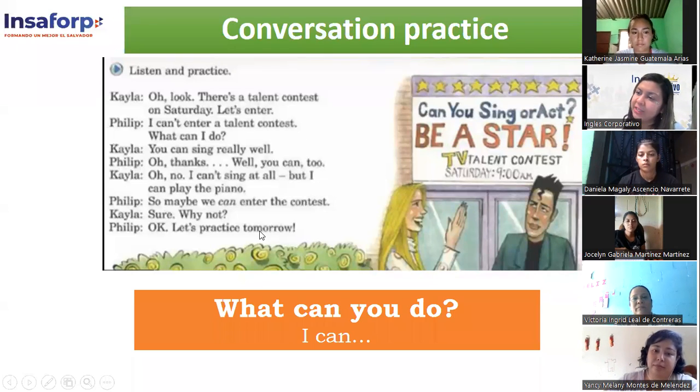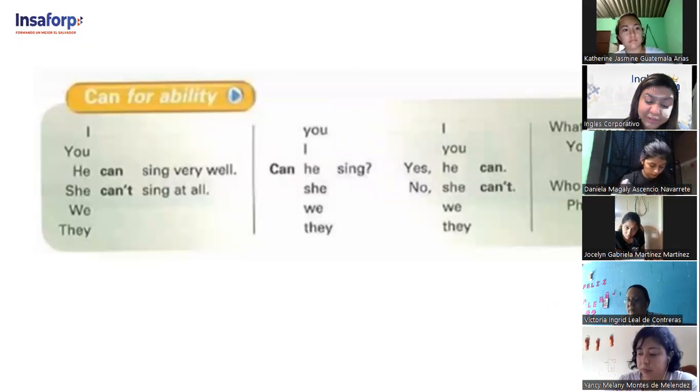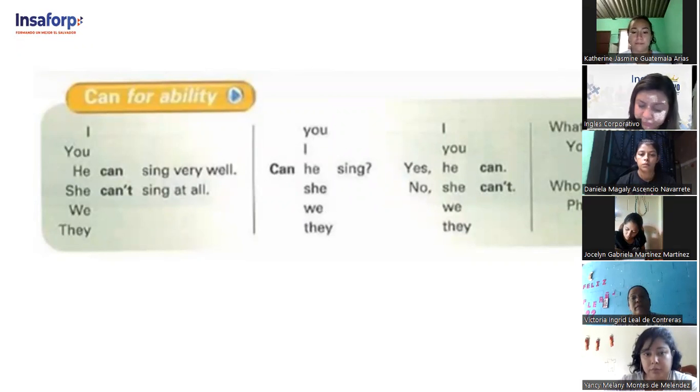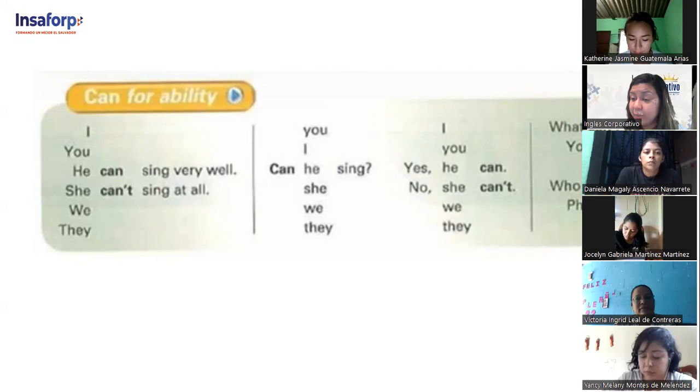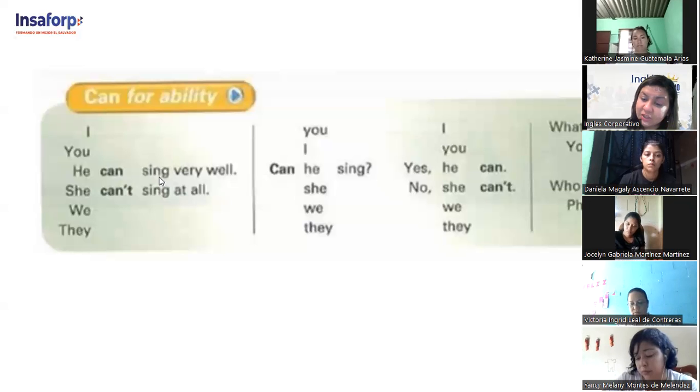Good. So let's see. Next, we have the structure of can for ability. It's very, very easy. It's the subject: I, you, he, she, it, we, and they. Then we have can or can't, negative. This is the contracted form, and the full form is cannot. And then we have the verb in the base form. Here we have the examples: I can sing very well, you can sing very well, she can't sing at all.